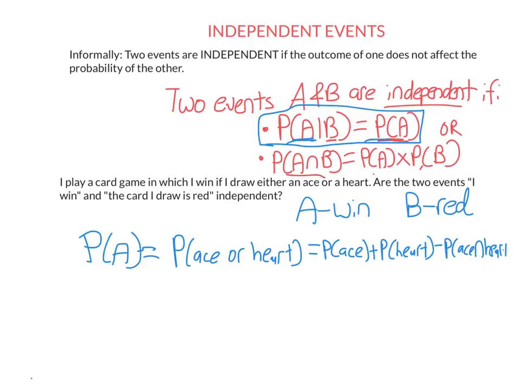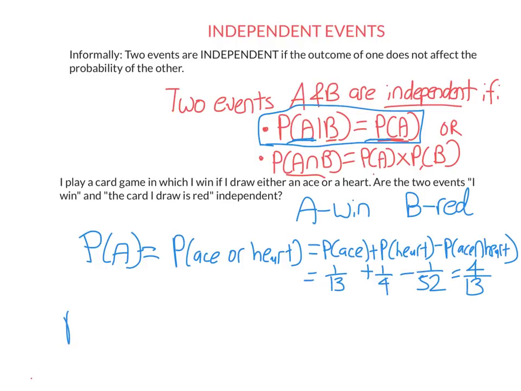So the probability that the card is an ace is 1 over 13. The probability it's a heart is 1 over 4 because there are 4 suits, one of which is hearts. And the probability it's an ace and a heart, so the only card in the deck that is an ace and a heart is the ace of hearts, and the probability of picking that is 1 over 52. So if you put this on your calculator, you should get 4 out of 13 as a simplified fraction. So that's the probability of A.